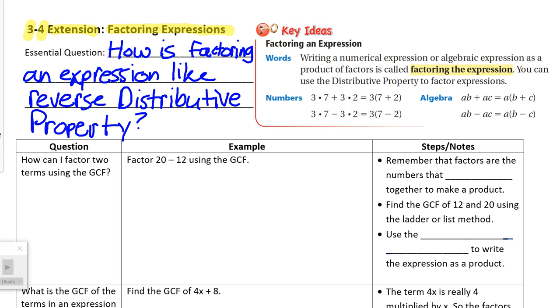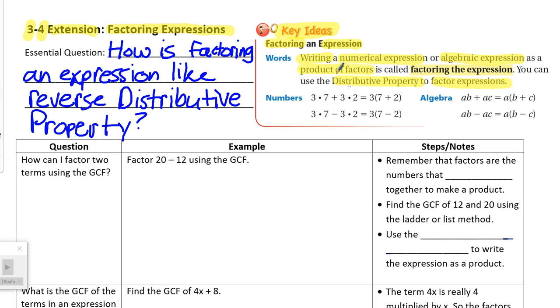So let's go through the key idea here. After you write that down, some of you are probably still writing it down. Remember, you can pause this video. Okay, factoring an expression. Writing a numerical expression or algebraic expression, that's one that has a variable, as a product of factors is called factoring an expression. You can use distributive property to factor expressions.